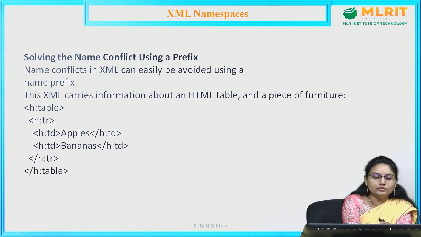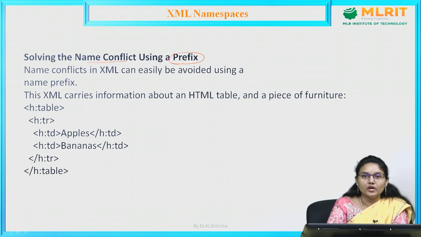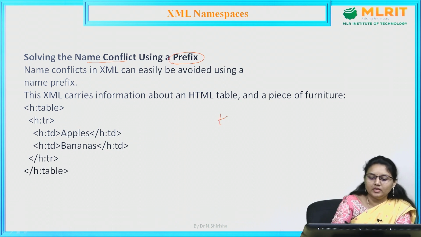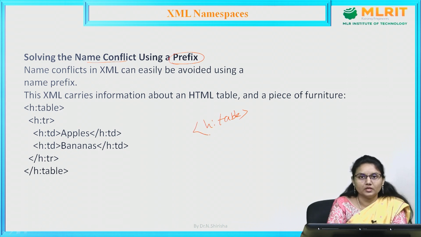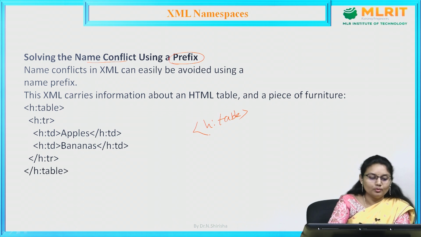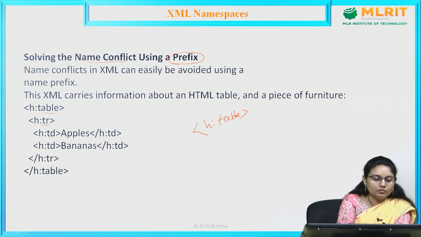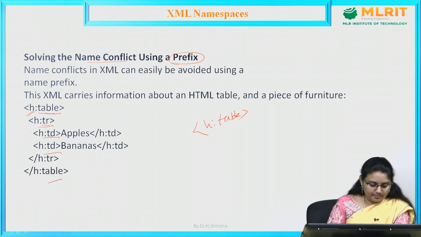We avoid the name conflict using a prefix. What do you mean by prefix? If you have a tag like table, you give some prefix to it. Suppose I want to make this table, tr, td, whatever code I am writing as HTML, differentiate it from the other tag, so I use a prefix h here: h colon table, h colon tr, h colon td. So then what happens here?